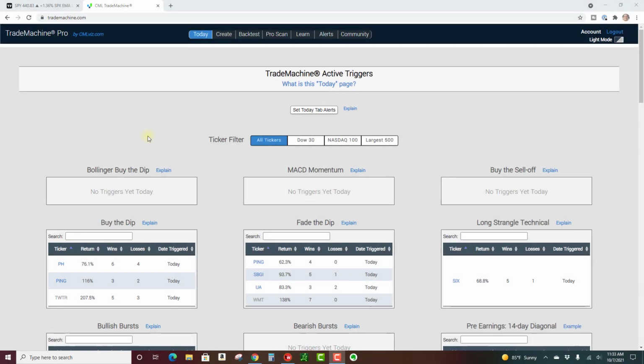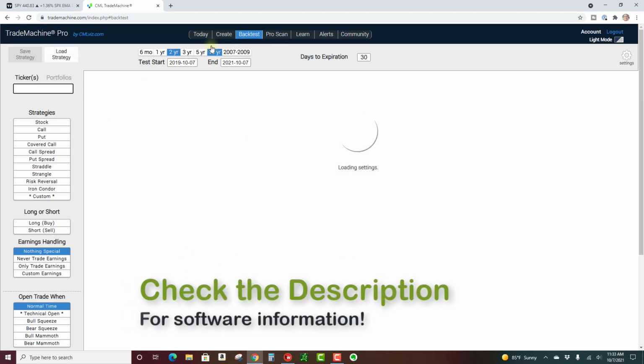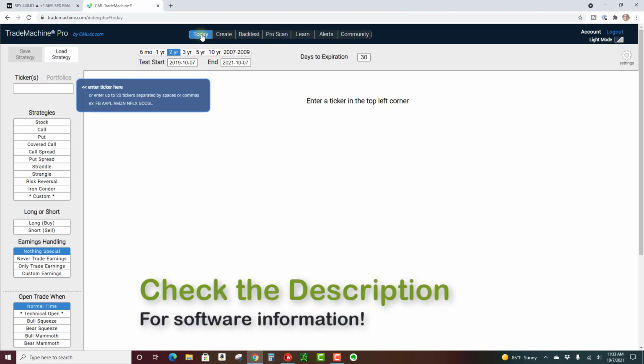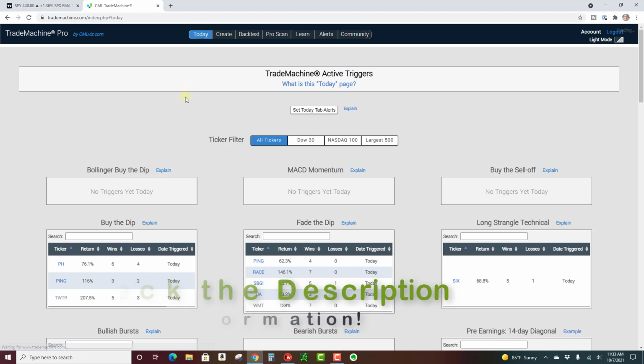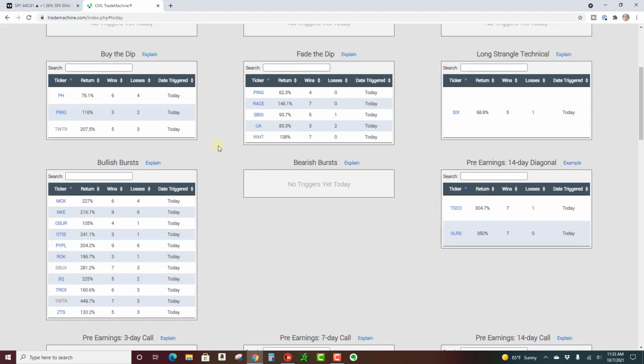All right, so let's dive into Trade Machine Pro. I am on the Today tab. You've probably seen some of my videos where I talk about the backtest tab, but today we're going to talk about the Today tab. This is an active tab of signals, if you want to call them that, CML has come up with for various situations.